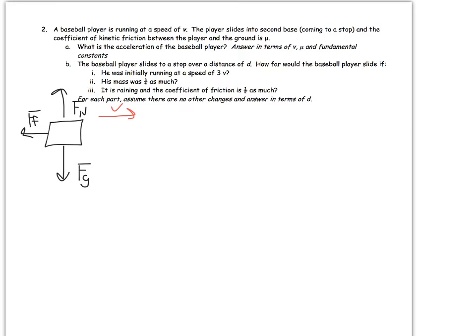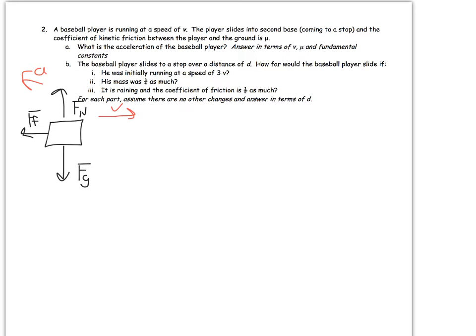The reason why the baseball player is traveling to the right is not because there's a force going to the right. It's because the baseball player was already traveling to the right when he began his slide. Now, at some point, there must have been a force going to the right, but not right now. When he's sliding to a stop while traveling to the right, there is no force pushing him to the right, only this force of friction pushing him to the left and causing his acceleration to be going to the left, meaning he's slowing down because it's opposite the direction of the velocity.